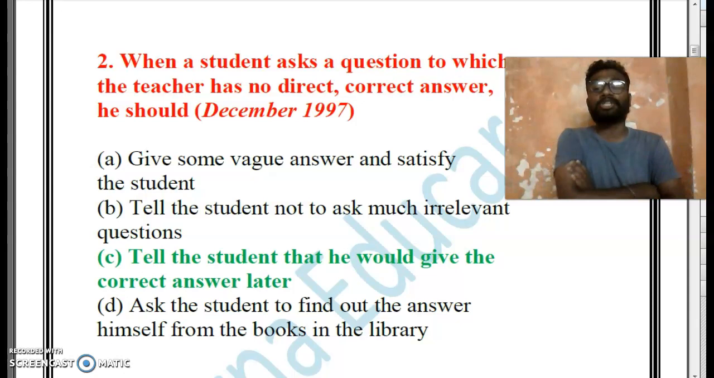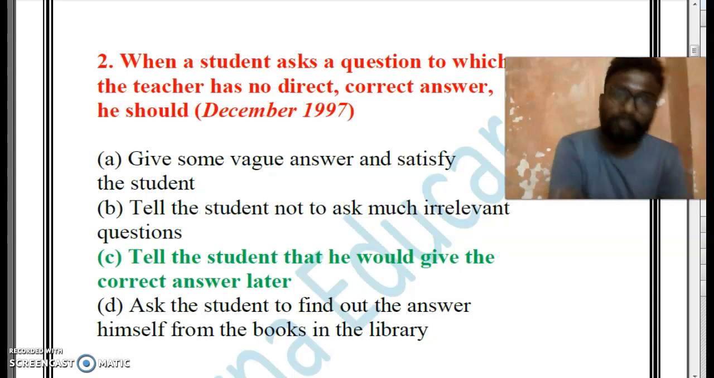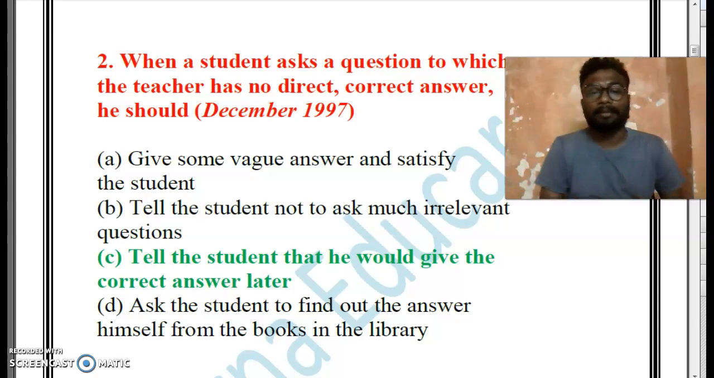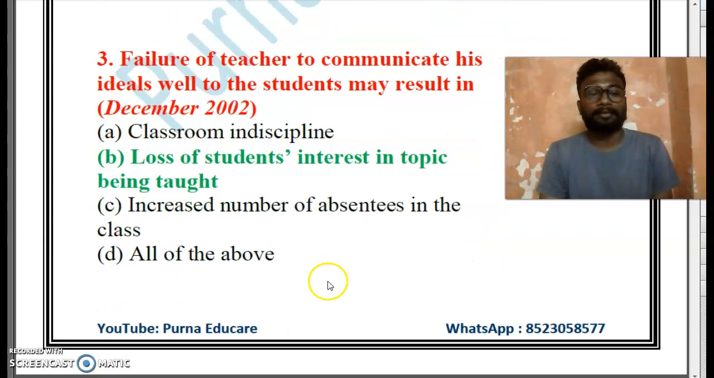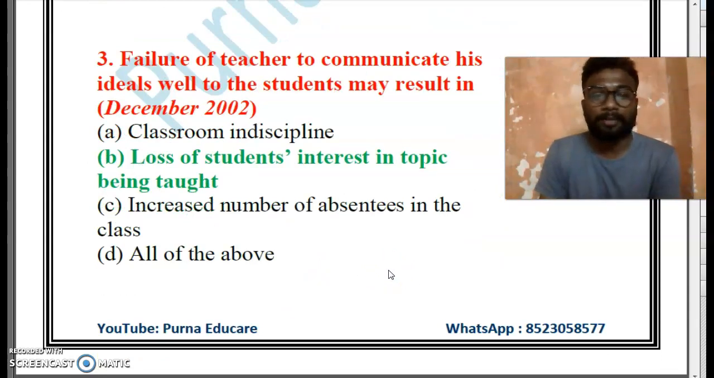Yes, if the teacher does not know the correct answer, then he or she should tell the student that he would be giving the correct answer later. But it is not proper to just ignore the question. Third, failure of a teacher to communicate his ideas well to the students may result in what?